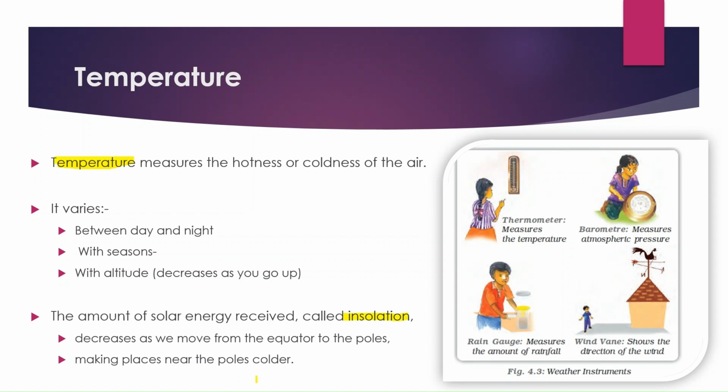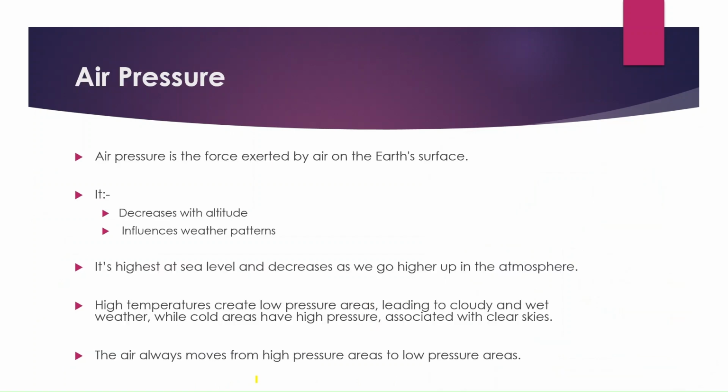Now, what is air pressure? Air pressure is the force exerted by the air on the Earth's surface. So, air pressure is the weight of the air with which it is pressing down on the Earth. It decreases with altitude and influences the weather patterns. It is highest at sea level and decreases as we go up in the atmosphere.